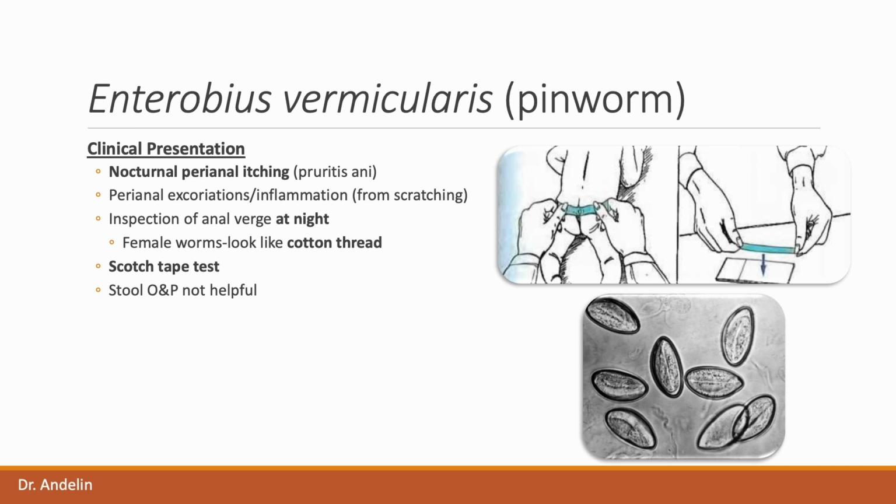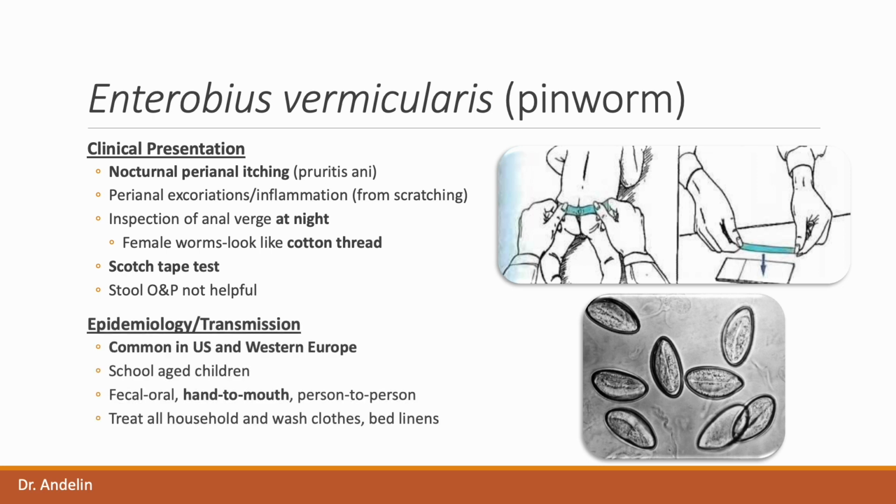The classic diagnostic test for this is the Scotch tape test, in which you place a piece of Scotch tape over the anus to collect eggs laid by the females. The tape is then transferred to a slide where you can then see the eggs under a microscope. It's important to note that stool ova and parasite test tends to not be helpful here, as the eggs are not typically passed into the stool.